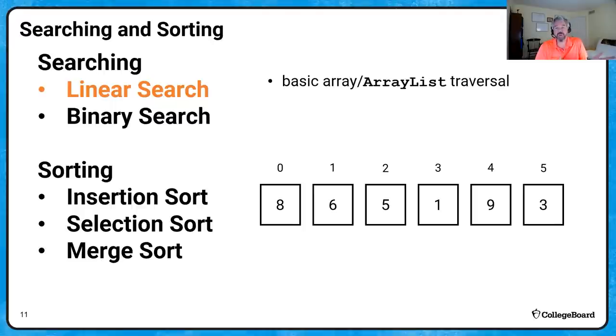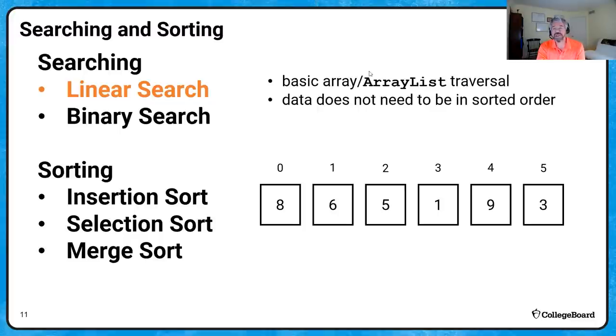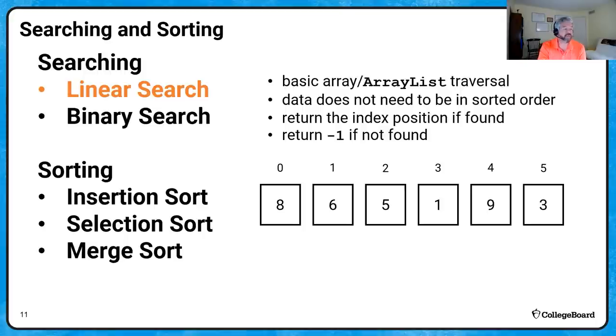We start at the beginning and we work comparing element by element until we find what we're looking for. The nice thing about a linear search is the data does not need to be in sorted order. I'm just going to find the first occurrence of whatever the value is that I'm looking for. It's going to return the index position if I find the value, and it's going to return -1 if it's not found. So let me give you an example.